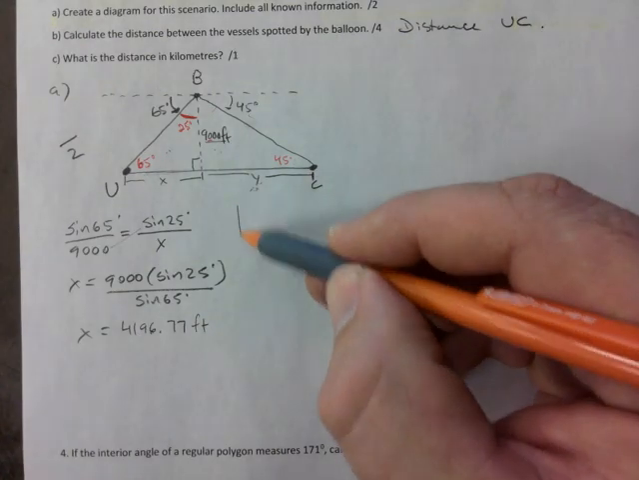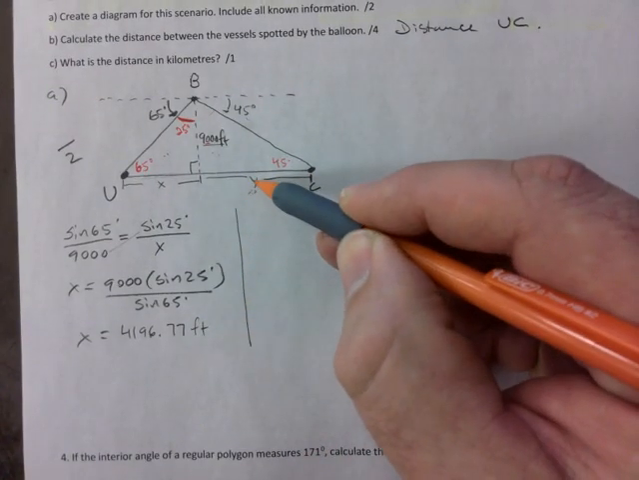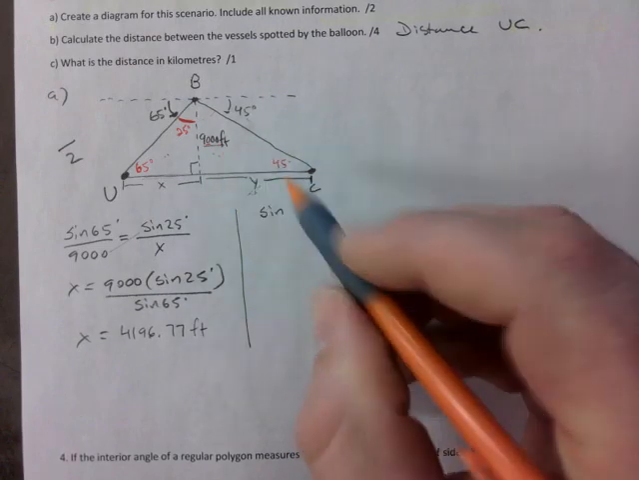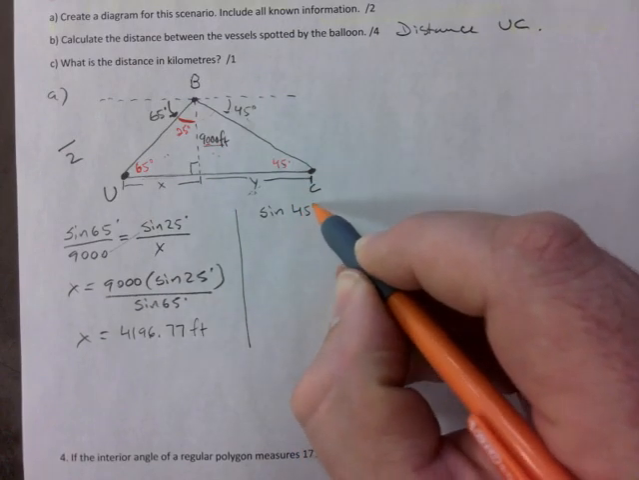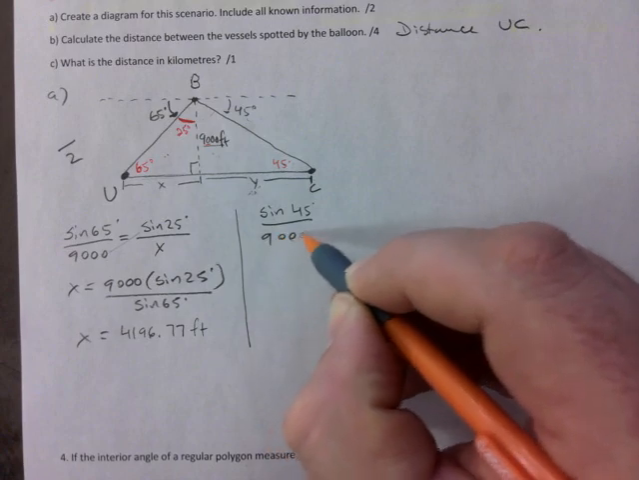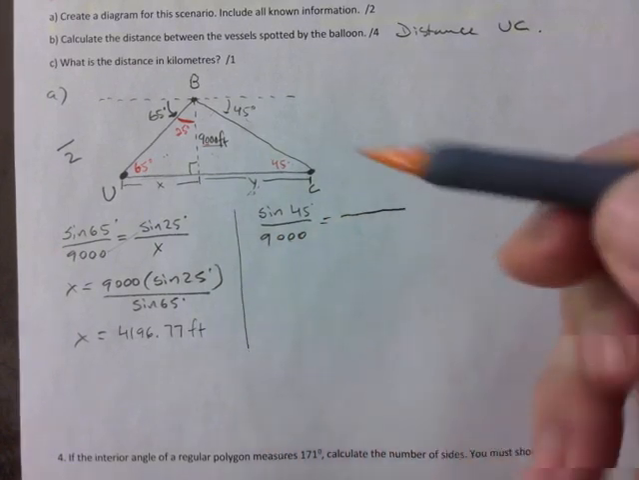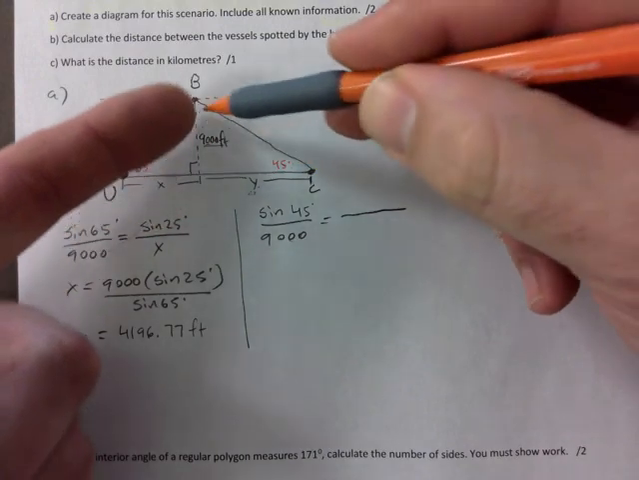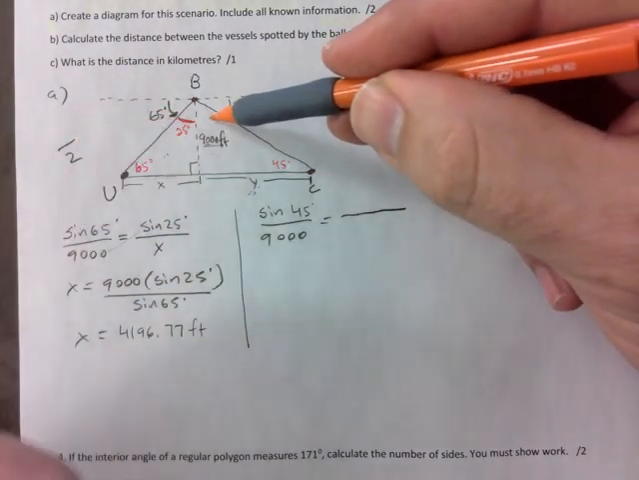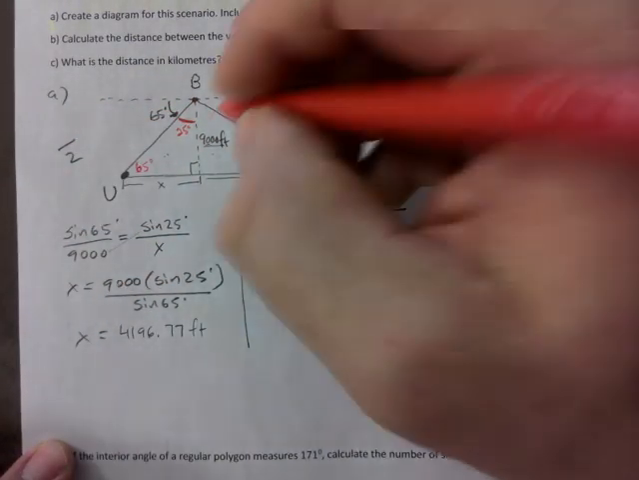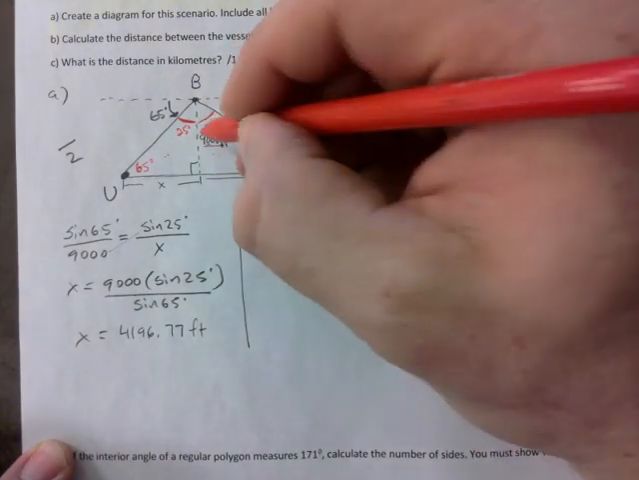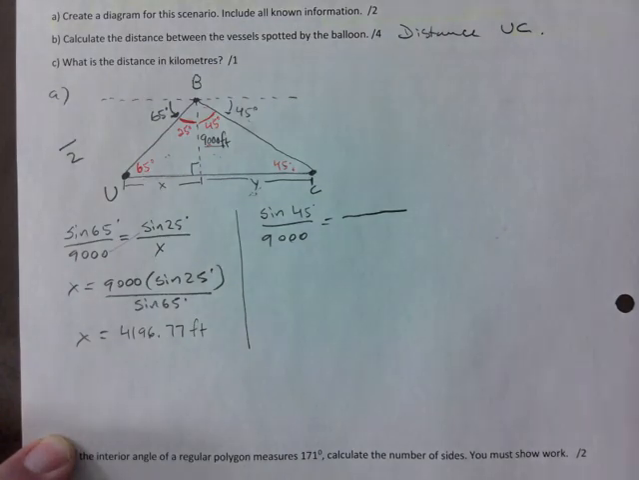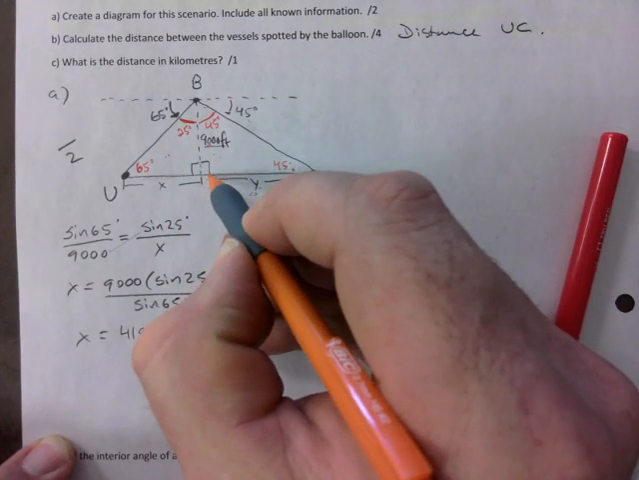Next, I need to find y. Okay, so I'm going to go sine of 45 over 9,000. And now I'm going to find y, but y, watch this, is bound to this right triangle, so you need to figure out that angle up there, which is 45, correct? 45 plus 45 is 90, and we do have a 90 here as well, right?